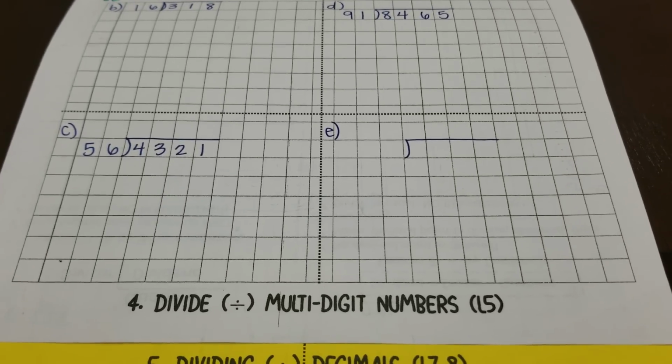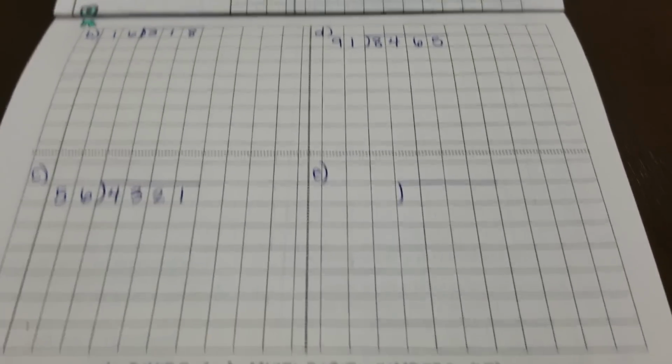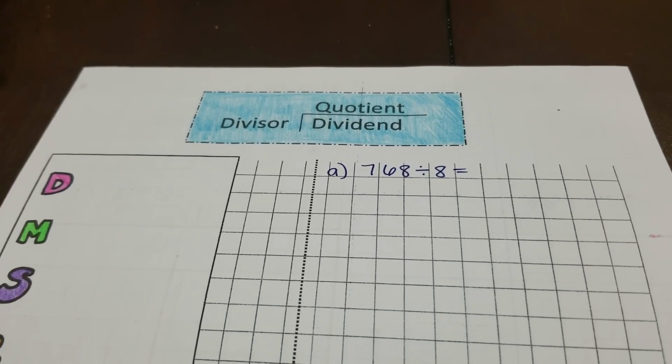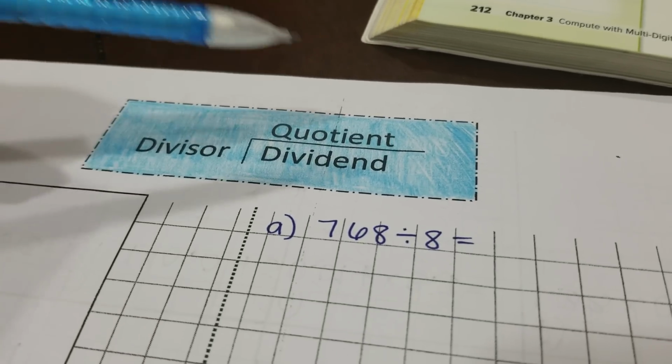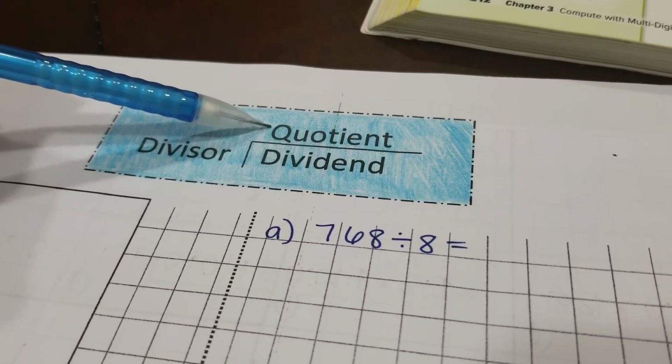Chapter 3, Lesson 5, Dividing Multi-Digit Numbers. So let's first start with some division vocabulary. We have divisor, dividend, and quotient. Quotient is what you call the answer to a division problem.